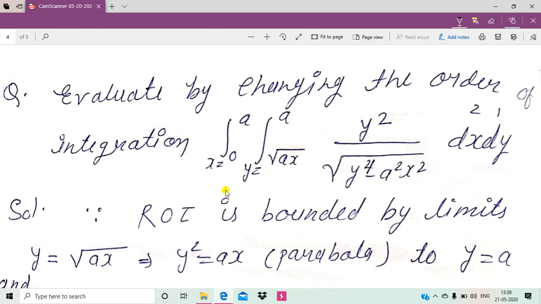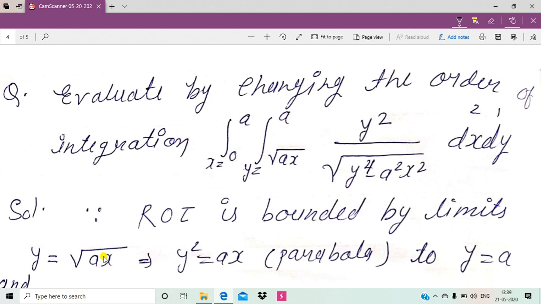So we have to find out the region of integration, which is also known as ROI. The region of integration is nothing but a region bounded by the given limits. So we first analyze the limits and try to trace the diagram and find out the region of integration. Starting from the variable limits, y has variable limits, and this is the lower limit and this is the upper limit.